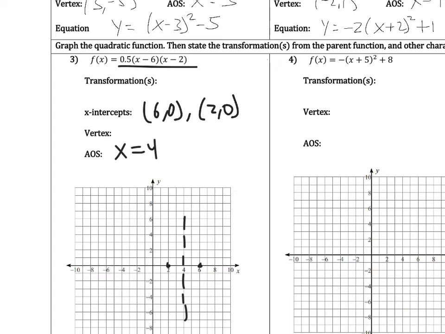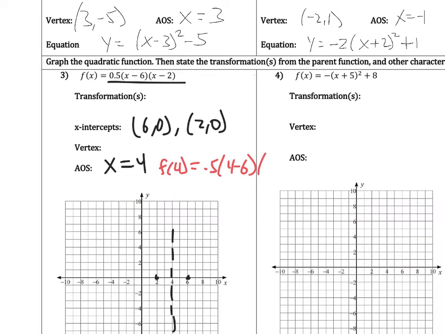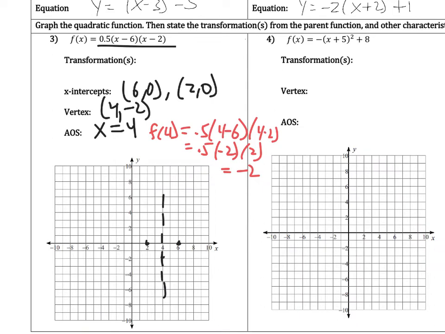And we can find the vertex by plugging 4 into this equation. And so let's find f of 4. It is 0.5 times (4 minus 6) times (4 minus 2). And that's 0.5 times -2 times 2, which is going to be -2. So the vertex is at (4, -2). All right, the transformation, so let's graph that, (4, -2). There it is right there.